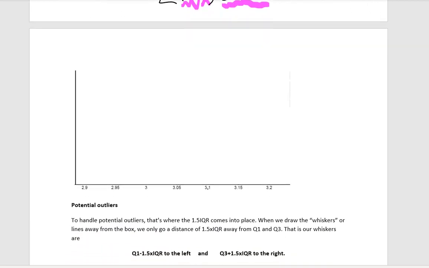Now what we're going to do is actually draw the box plot. So here's how you're going to draw the box plot: first, we are going to draw where the first 25% of our data is. So the first 25% is going to be from about 2.93 up to 2.97.